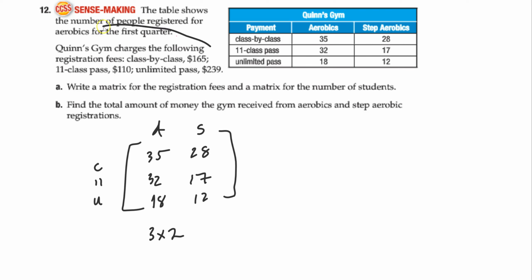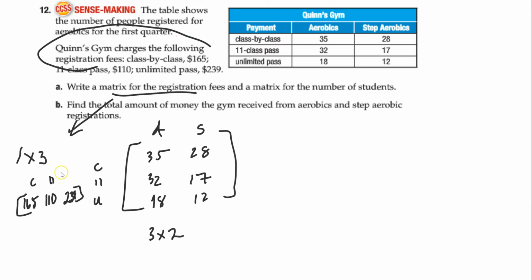In this one, they want you to write the registration fee matrix. We're actually going to do it this way. To make sure I can multiply, I'm going to do a 1x3. Most of the time they have to tell you this. Sometimes the questions aren't great. They should tell you to make it a 1x3 matrix, because we want it to match. So class by class is 165. 11 class pass is 110. And then unlimited pass is 239. So this is how much it costs, and this is a 1x3.